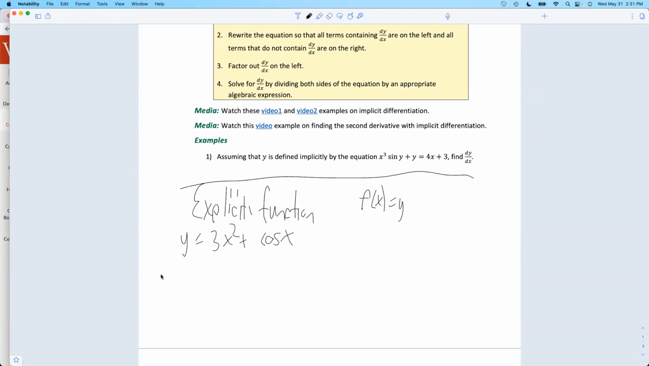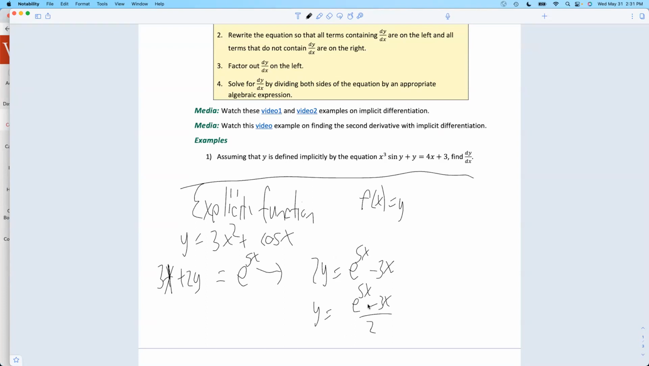If I had maybe 3x plus 2y equals e to the 5x, I could solve this for y. I could solve it explicitly for y. So I move the 3x over, divide everybody by 2, and I have solved explicitly for y.